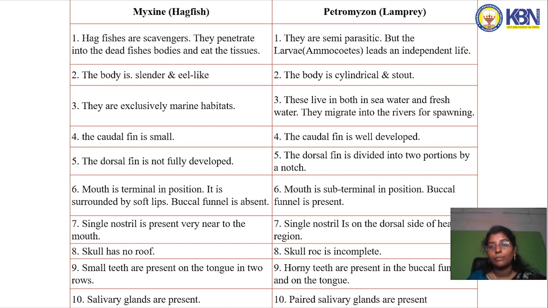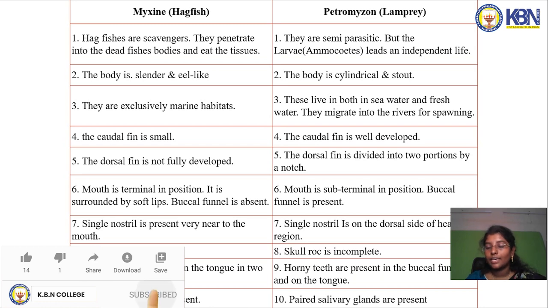And next, Petromyzon, also called lampreys. These are semi-parasitic, and in their life cycle they undergo one larval stage called ammocoete. The larva leads an independent life. Next, the body of Myxine is slender and eel-like, and the body of Petromyzon is cylindrical and stout.